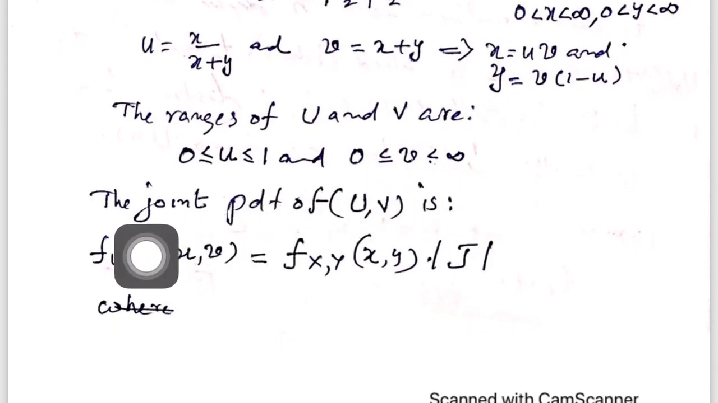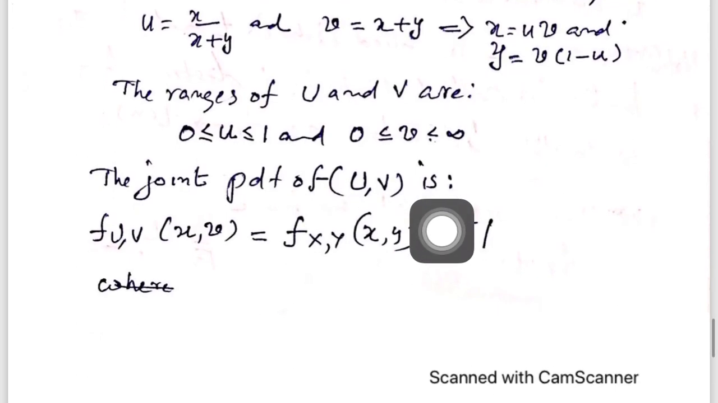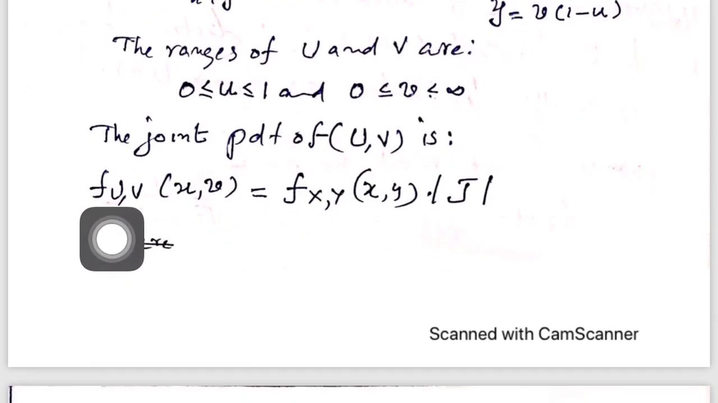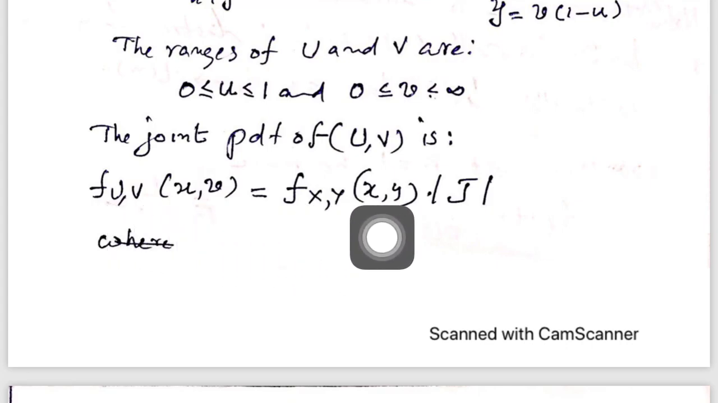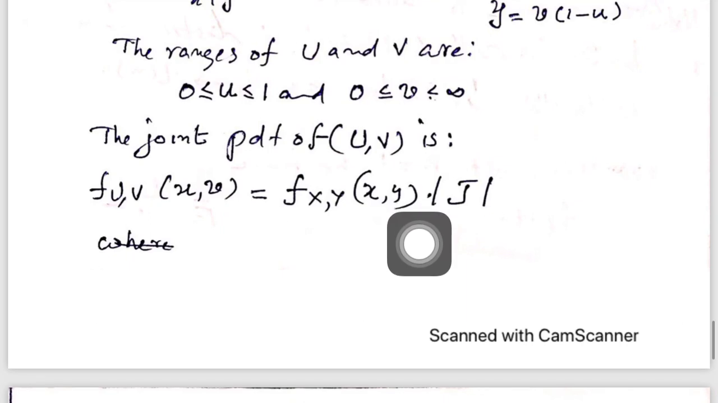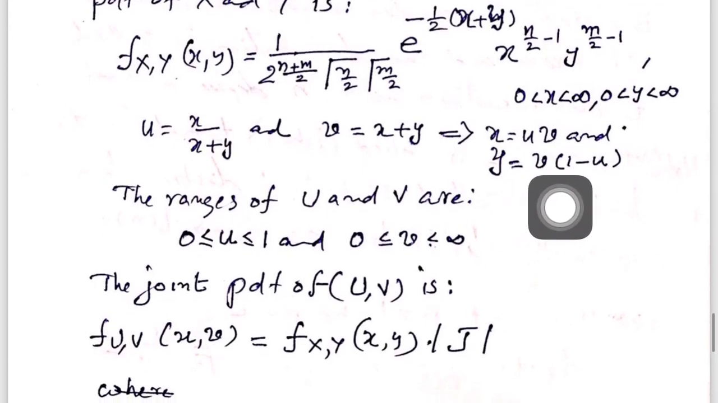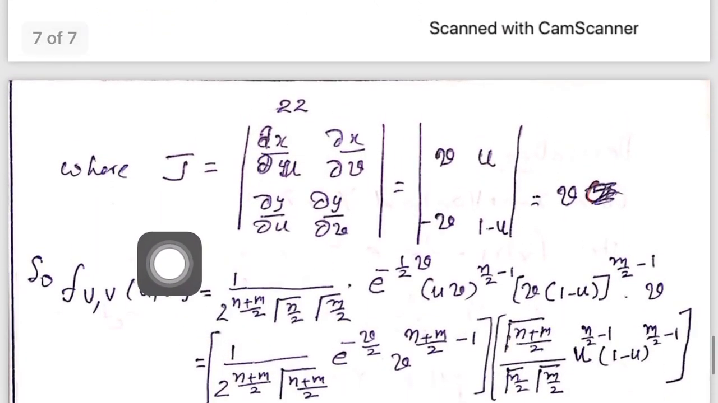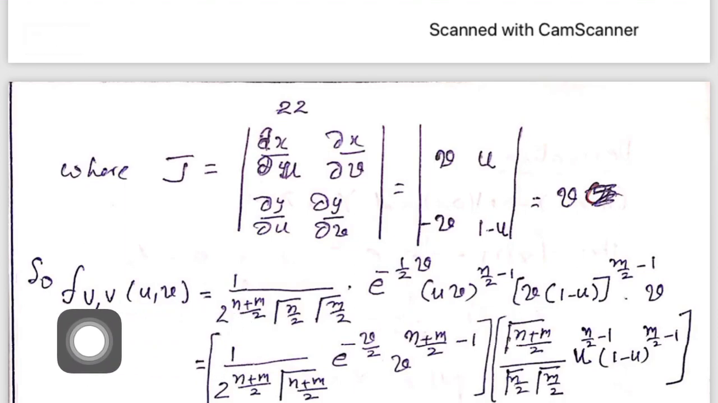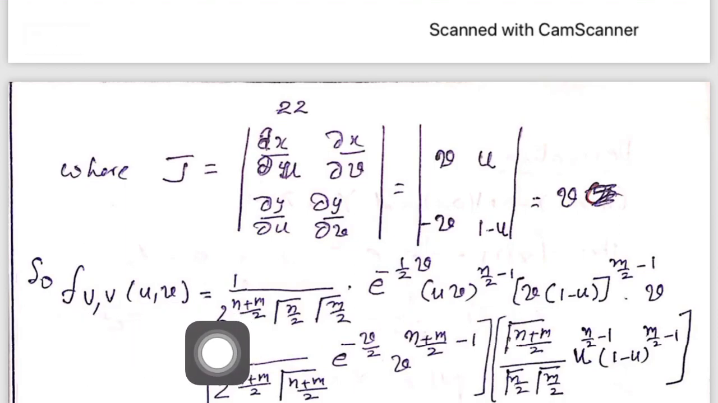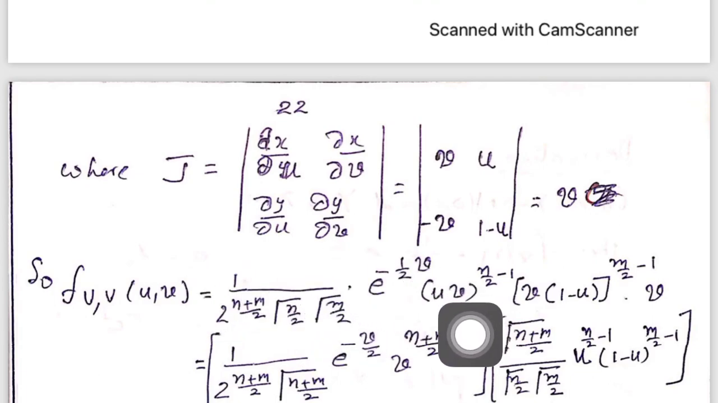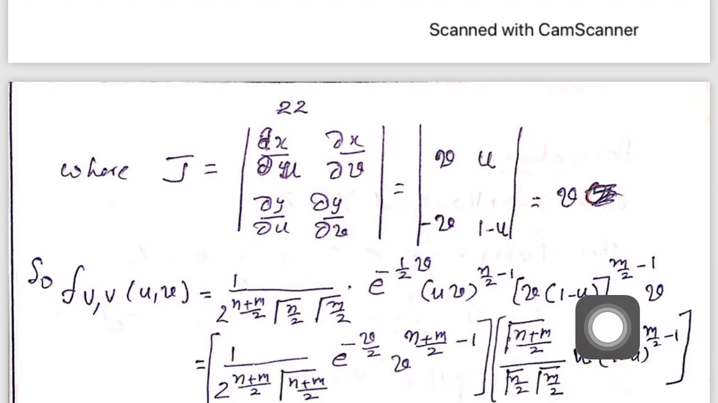So the joint PDF of u and v is equal to the joint PDF of x and y times the modulus of the Jacobian, where x and y are expressed in terms of u and v. What is x? x equals uv and y is equal to v into 1 minus u. So you can write f_UV(u,v) equal to: write uv in place of x, v into 1 minus u in place of y, and multiply by the Jacobian.